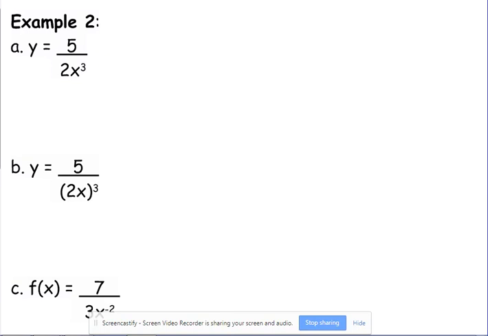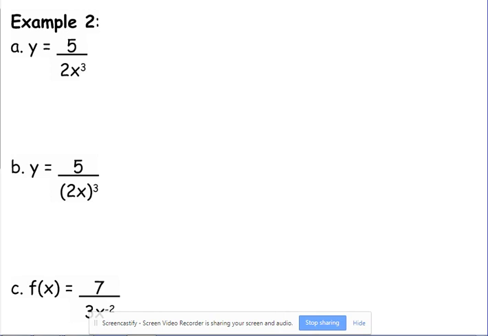Okay, let's look at a detail that we need to be careful with when it comes to the power rule. Look right now at examples A and B. Look at how they're similar and look how they're different. They all have the exact same numbers, okay, but B has some parentheses that make a big difference.